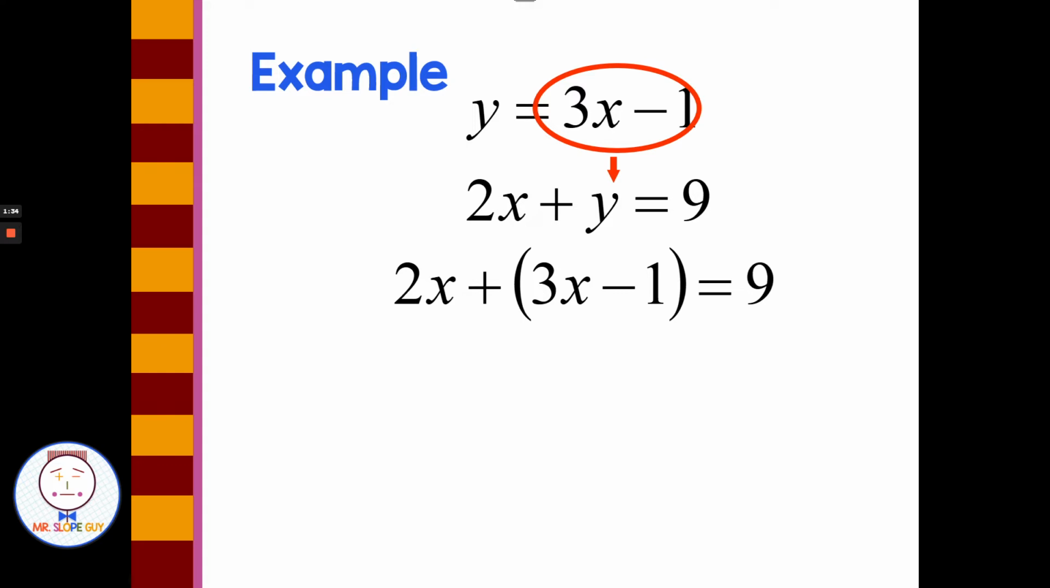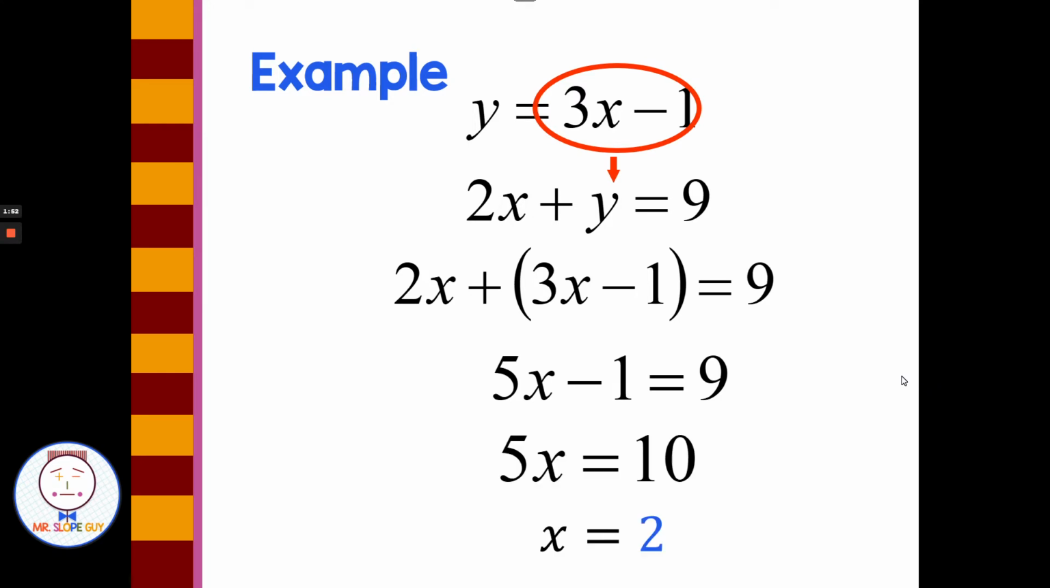So we have a new equation. Now instead of a y here, we have 3x minus 1. And what that's done is created an equation that just has a single variable. And by just having a single variable, we can solve for x. We can do 2x plus 3x is 5x, minus 1 equals 9, add 1 to each side, divide by 5, and I get x equals 2. So by substituting in that value, I had an equation with one variable, then I could solve for that variable.